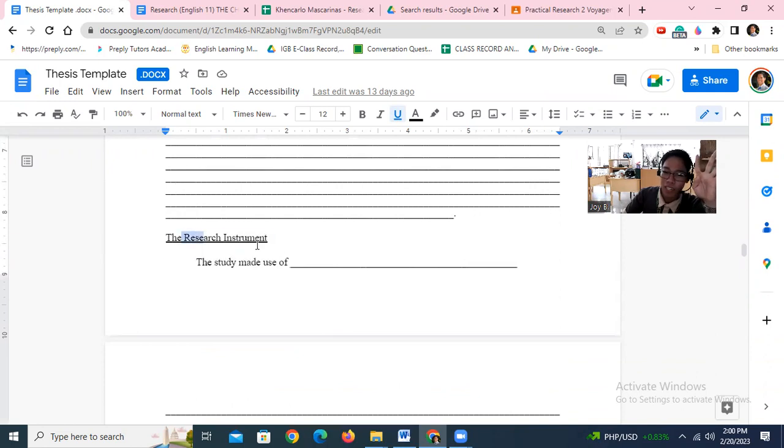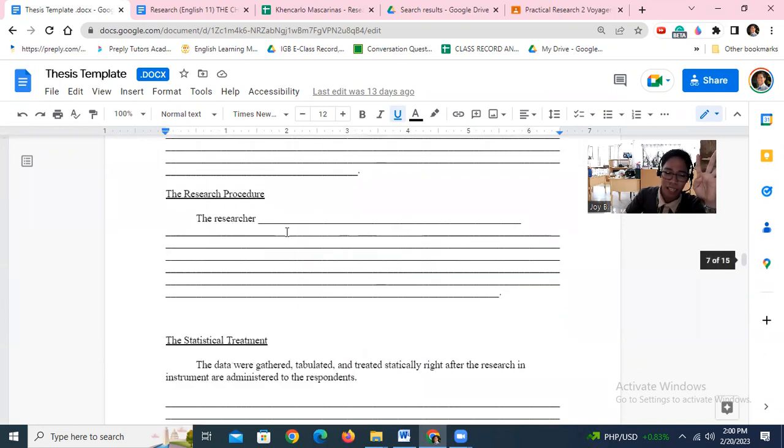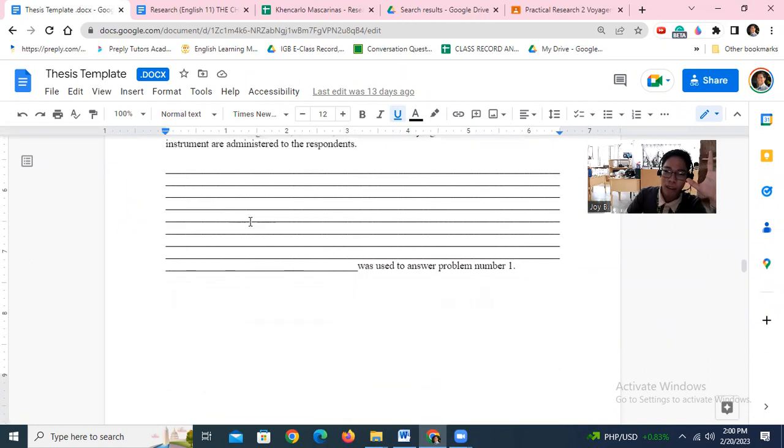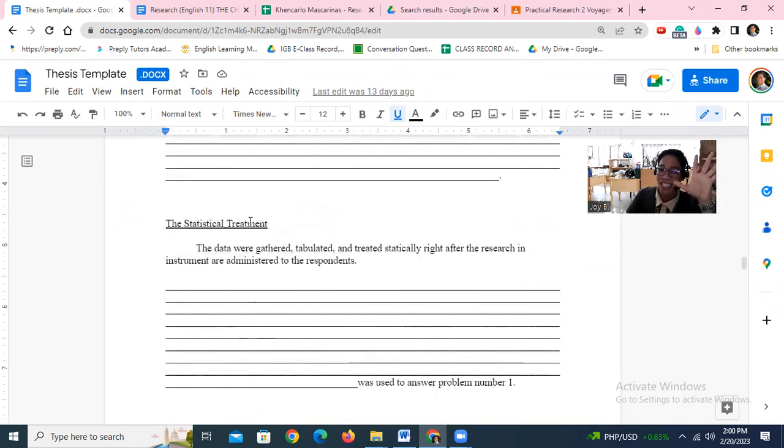Apat is we have the research instrument. Anong ginamit? And panglima is the research procedure. Ano yung procedures? And yung pang-anim is yung anong klaseng statistical data ang ginamit or treatment. So we'll say here, you use the t-test. Okay, you just search in the internet what is t-test and you paste it here. Okay, nakuha? So again, if you have questions, just let me know.